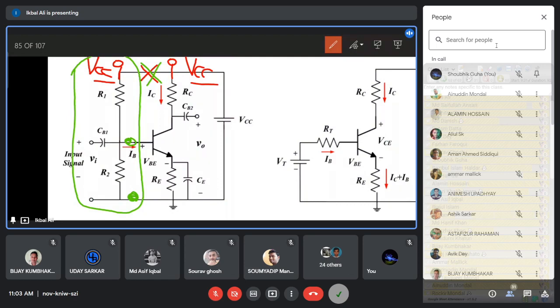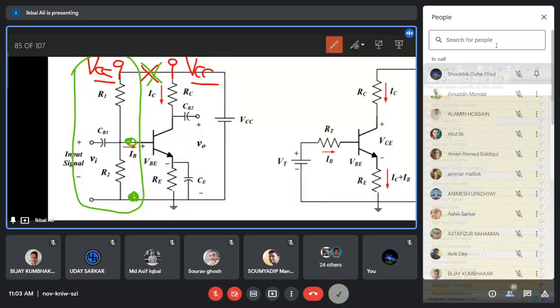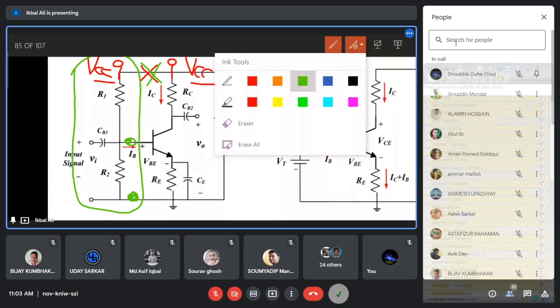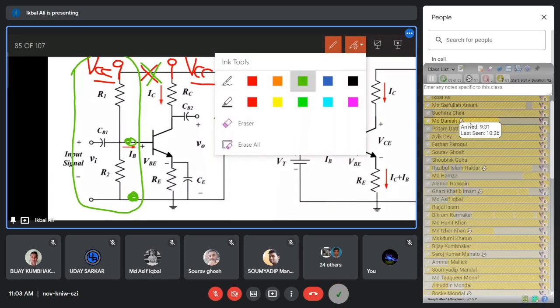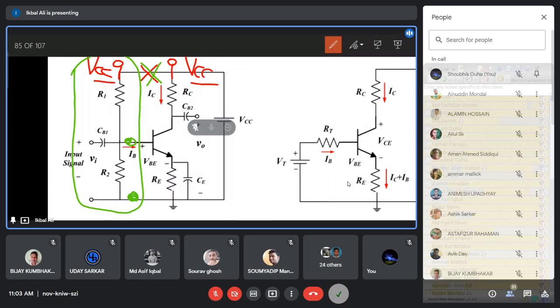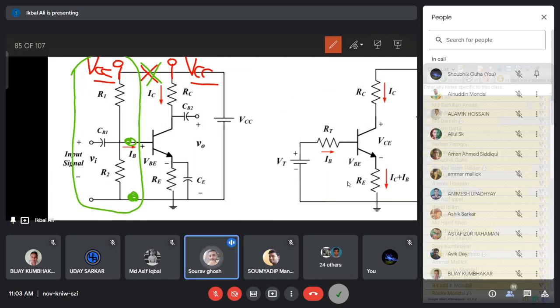Now it will be very easy to calculate the Thevenin equivalent circuit between these 2, the base and the ground, or the junction point and the ground. Can anybody say what will be the equivalent circuit, and how to calculate the Thevenin voltage and Thevenin resistance? Can you calculate this one? Sir, VCC equal to voltage drop across R1 and voltage drop across R2.